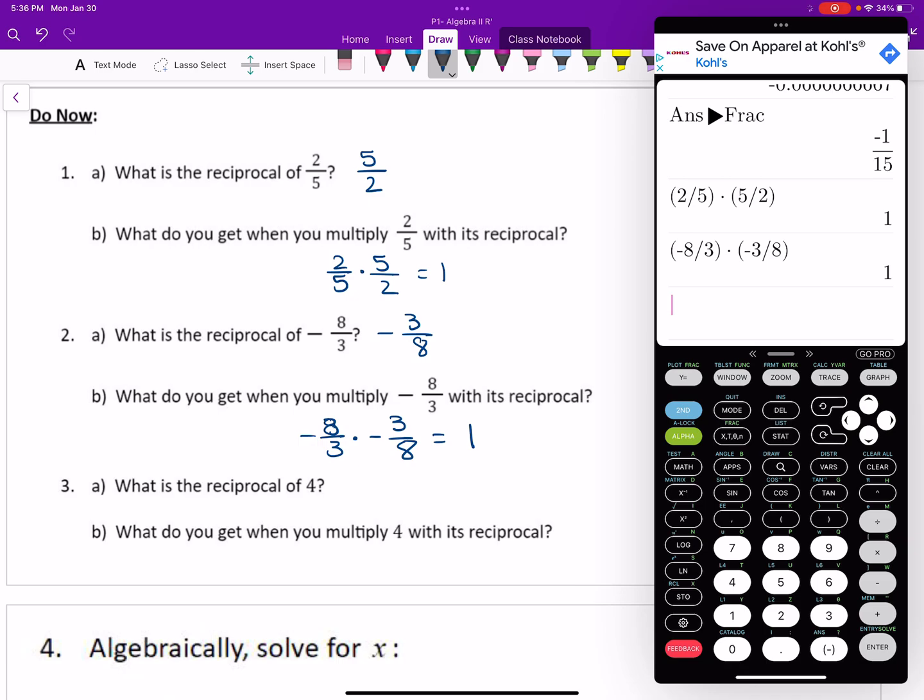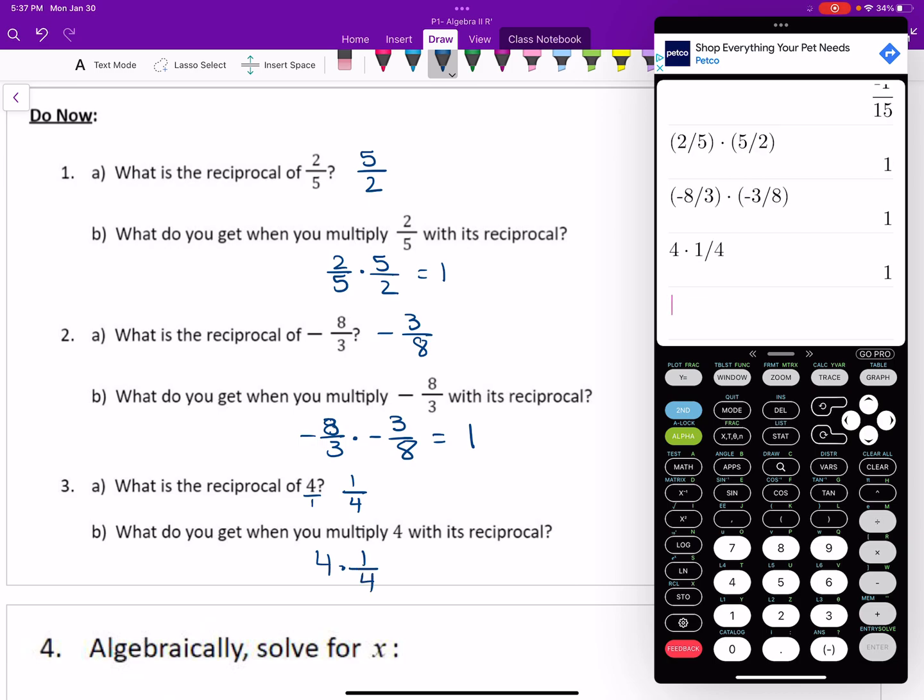For 3, what is the reciprocal of 4? For the first two, all we were doing was flipping the fraction. Right now I don't see 4 listed as a fraction, but technically numbers are over 1 if you don't see them as a fraction. So flipping, we get 1/4. Part B, what do you get when you multiply 4 with its reciprocal? So 4 times 1/4, we should get 1.